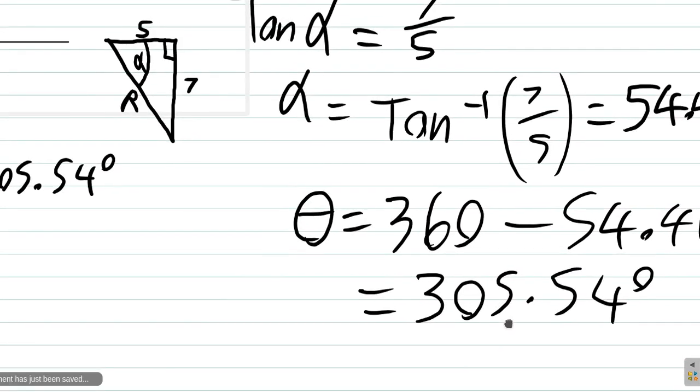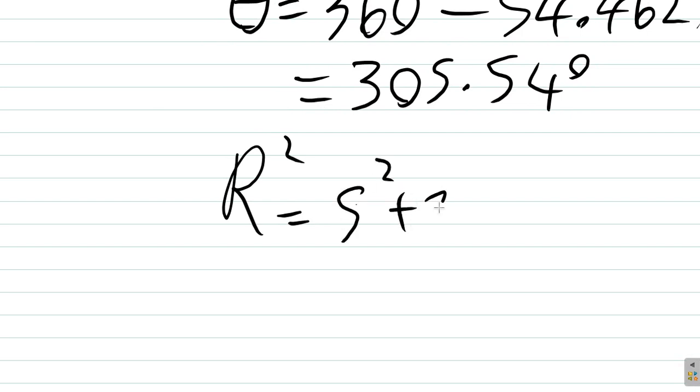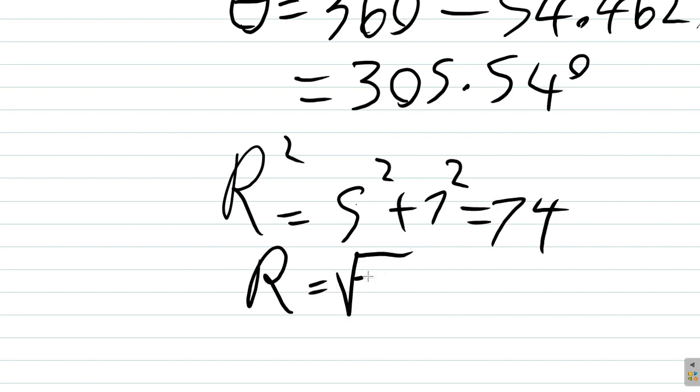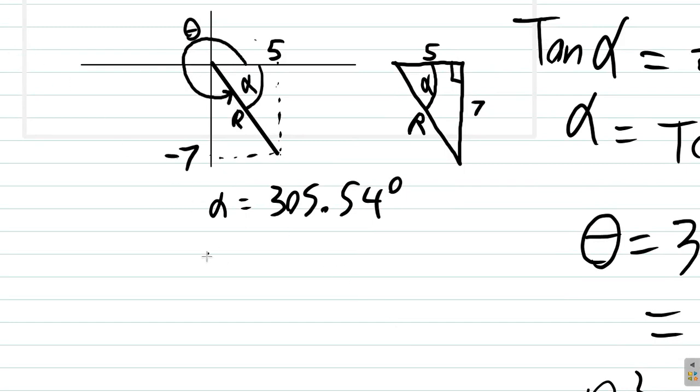What about r? What did you get for r when you worked it out? We have 5 and 7. So r squared is equal to 5 squared plus 7 squared, which is 25 plus 49, which is 74. So r would be the square root of 74, which is 8.6. So our r is equal to 8.6 units long.